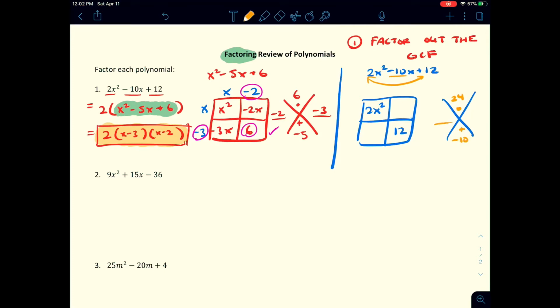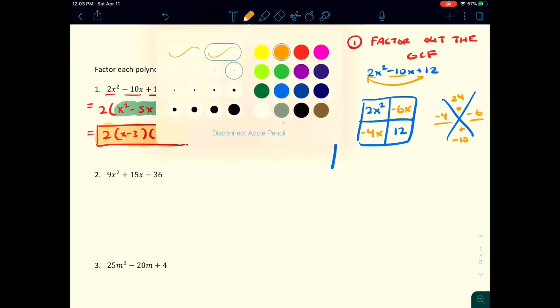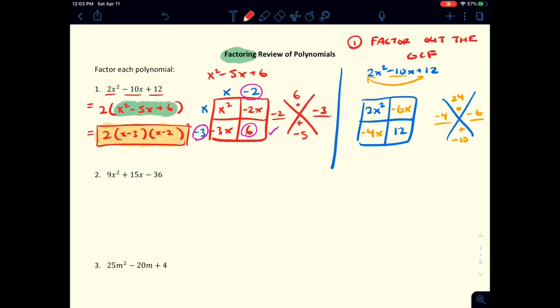What two numbers multiplied to 24 add up to negative 10? Negative 4 and negative 6. That's where I put negative 4x in one box, negative 6x in the other box. And then from there, what we want to do is pick any row or column and find the greatest common factor. So I'm going to choose the first column here, 2x squared minus 4x. The GCF for those two terms would be 2x. Carefully fill out the rest. And so when you write down your final answer, you'll get 2x minus 6 and x minus 2.